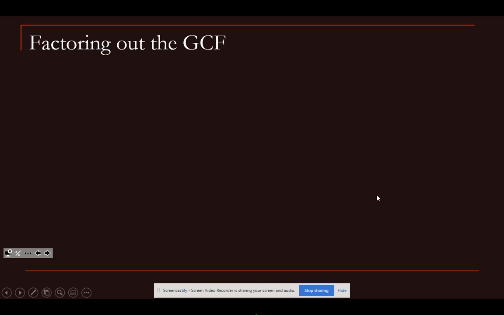Now factoring out a GCF just basically adds an extra step. I'll have an example to the right as I complete the problem with the steps on the left. The first thing I want to do is find the greatest common factor of all terms. In my example, we have 3xy and 18x. That gives me a greatest common factor of 3x.